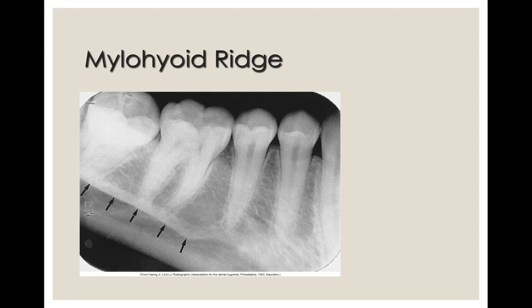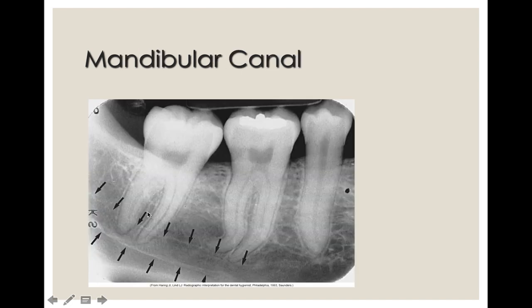Next, we have our myohyaloid ridge. So this is a linear prominence of bone located on the internal surface of the mandible. So located right here. So it's a dense radiopaque band that extends downward and forward in the molar region.